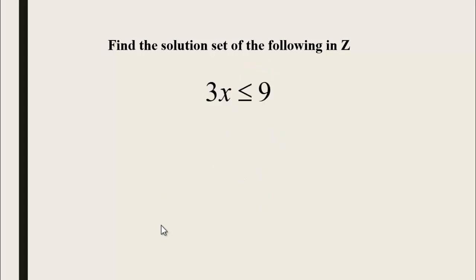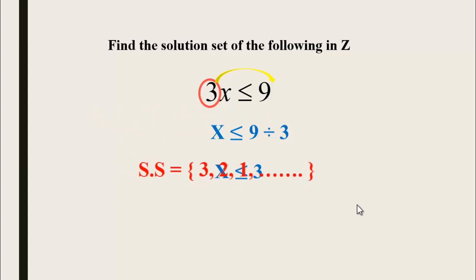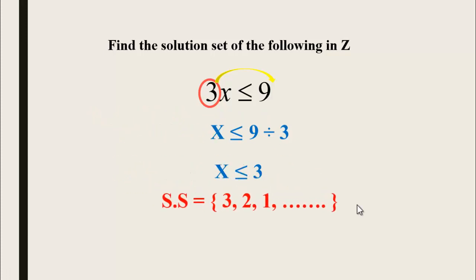3x is less than or equal to 9. How can I solve this problem? First of all, I am going to isolate x alone at one side of the inequality. So I am going to move 3 to the other side with the inverse operation. x is less than or equal to 9 divided by 3. As a result, I will have x less than or equal to 3. This means that my solution set is going to contain 3 and all the other integers which are less than 3. So my solution set here is all the integers which are less than 3 and 3 as well.